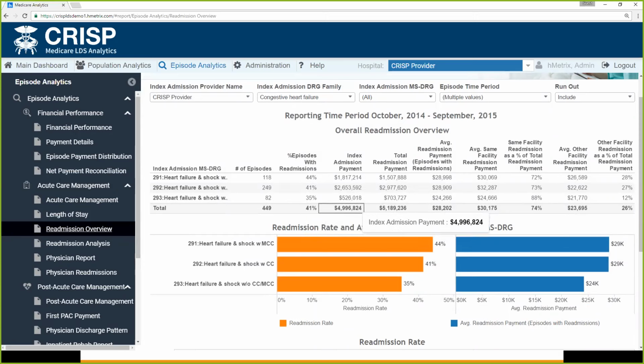We have the total payments for the index admission, that's the initial hospitalization, as well as the total readmission payments. You can see in the case of this demo hospital for CHF, they're actually paying more money for readmissions across all episodes than they're getting paid for the initial index hospitalization. Readmissions obviously are a very big deal when it comes to this hospital's CHF episodes. Then we have the average episode payments for episodes with readmissions, and the average same facility readmission payments. These are the readmissions that came back to the initial hospital, which looks like about 74%, but 26% of the readmissions were going to a different hospital. Maybe you want to know more about which those hospitals are, and we'll be looking at that in a second.